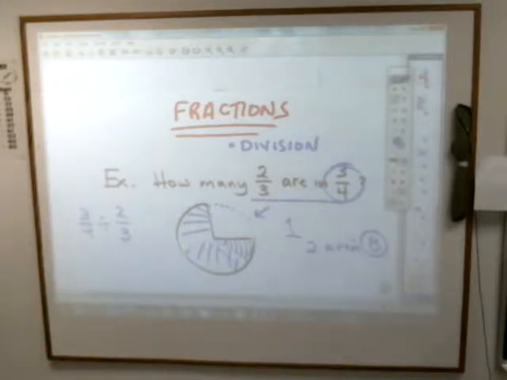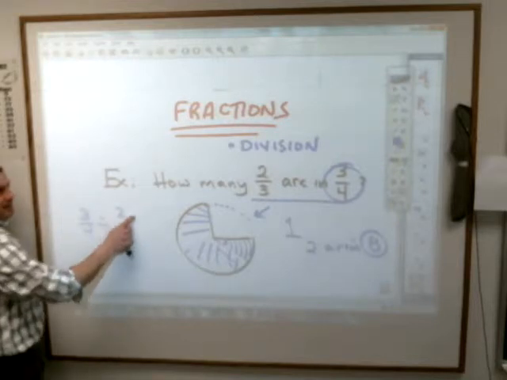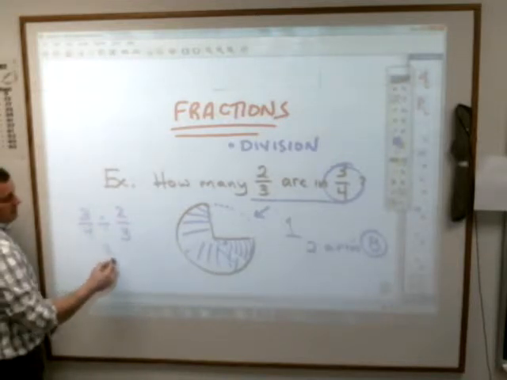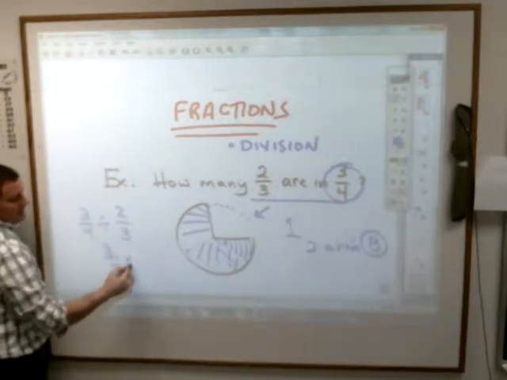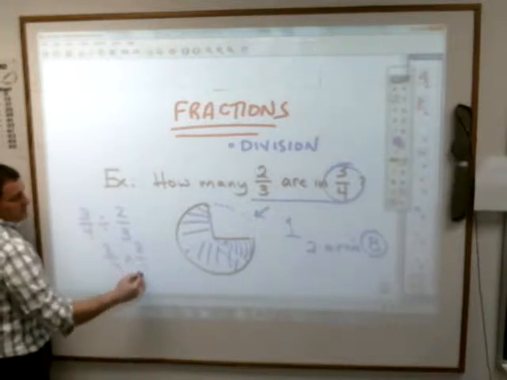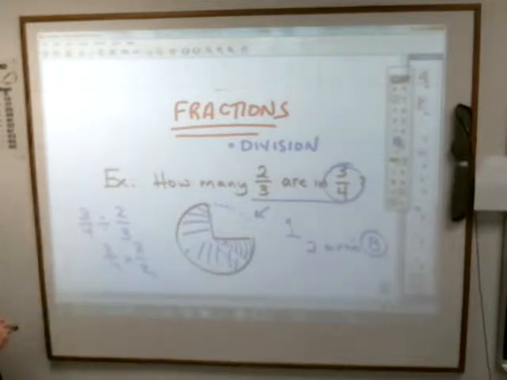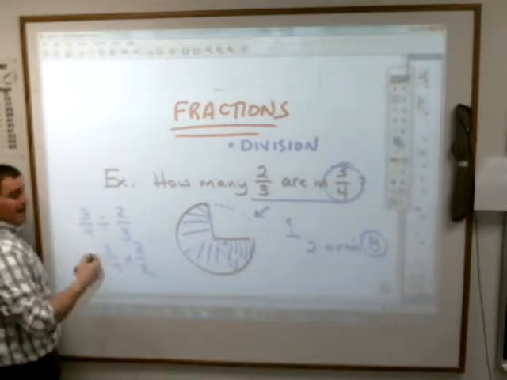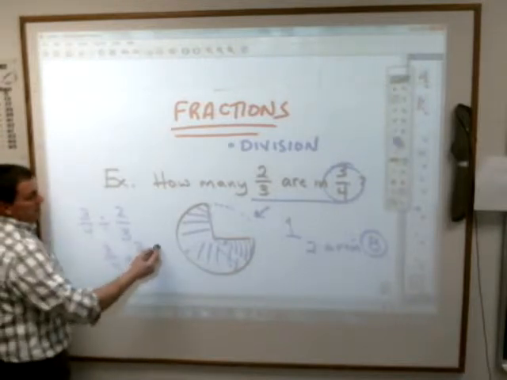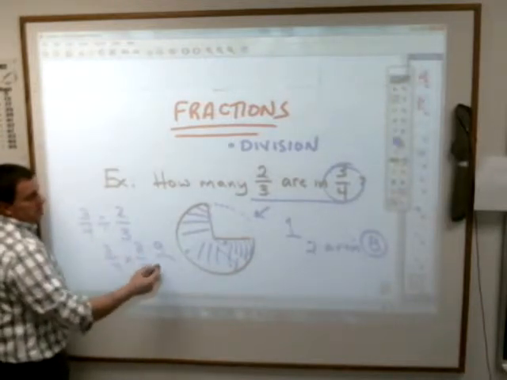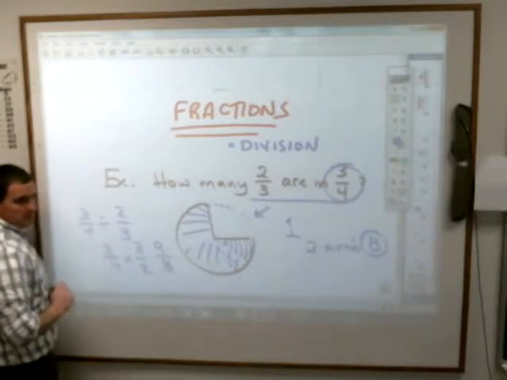Have we done dividing by fractions? Yeah. You already know how to do that, so what's the problem? How do I divide by a fraction? Ryan? On the second fraction, you switch the top and the bottom number and multiply. So this becomes 3/4 times 3/2. Okay, now it's an actual problem I can do. 3 times 3 is 9. 4 times 2 is 8.